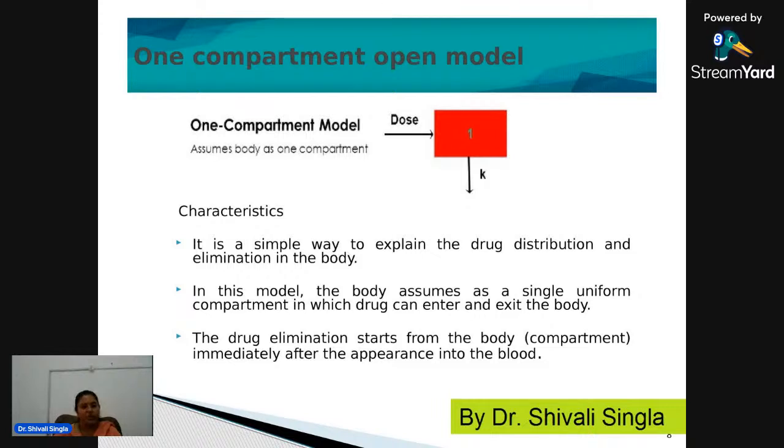One compartment open model. Here is the dose, here is the body, that is a single compartment. It assumes the whole human body as a single compartment. It is the simplest approach to calculate all the parameters. In this model, the body is assumed as a single compartment and the drug can enter as well as exit from the body. As the drug appears in the bloodstream, its elimination starts immediately after entrance into the blood.